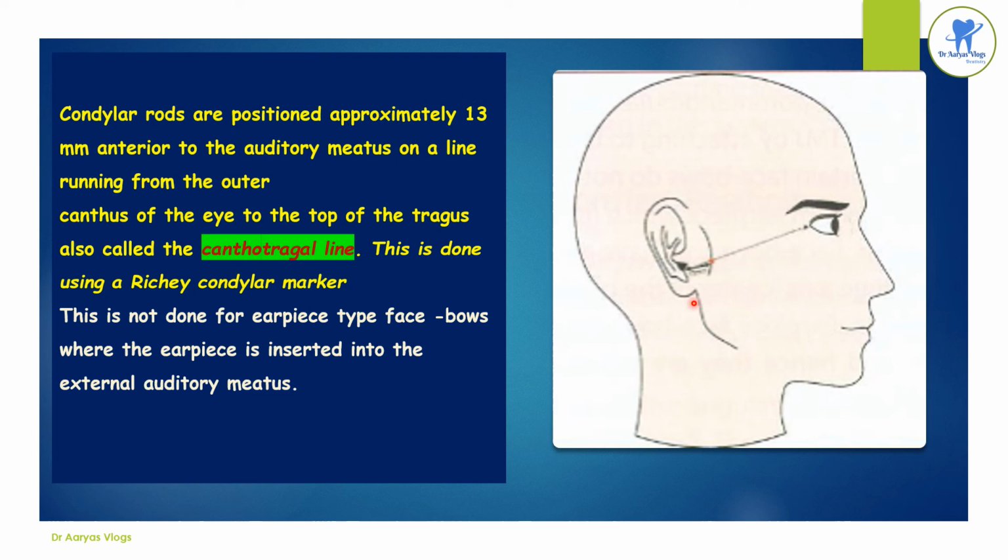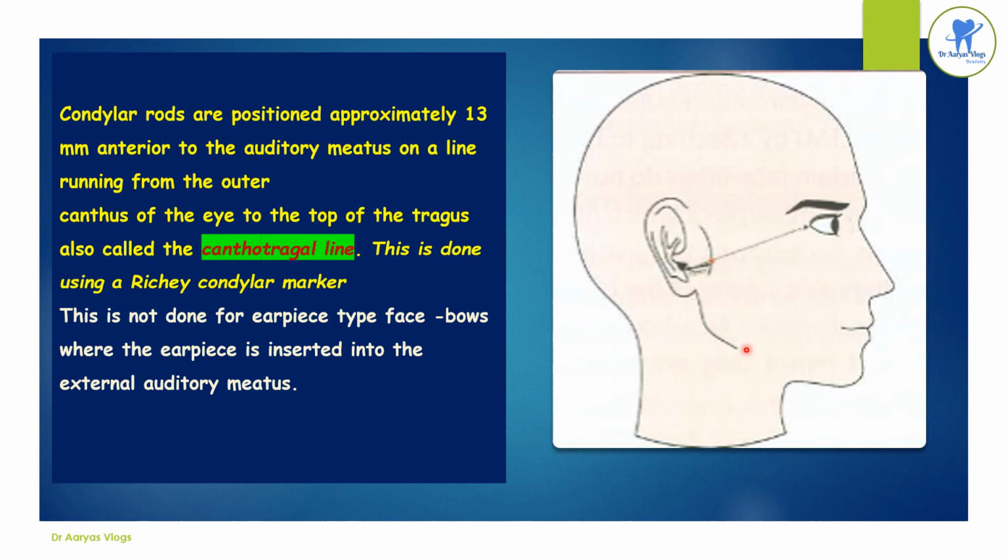Okay, 13 mm which is anterior to the external auditory meatus on a line running from the outer canthus of eye. Here it is the outer canthus of eye and this is the external auditory meatus. This is the tragus area. So the tragus to the outer canthus of eye, this line is known as the canthotragal line. And approximately 13 mm anterior to the external auditory meatus on a line running from the outer canthus of eye to the top of the tragus is called the Ritchie condylar marker. So this is the Ritchie condylar marker which is used to draw this line.